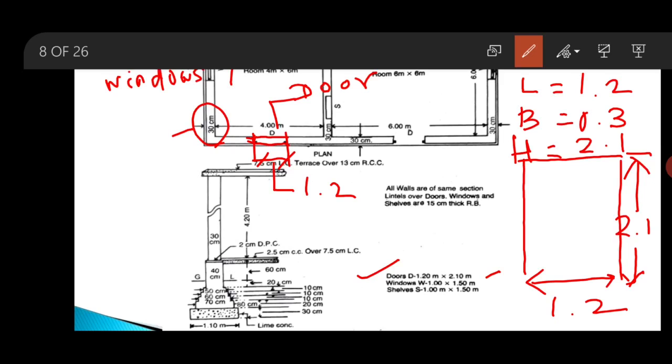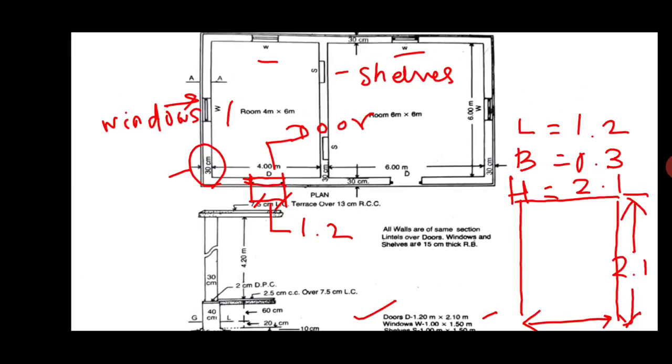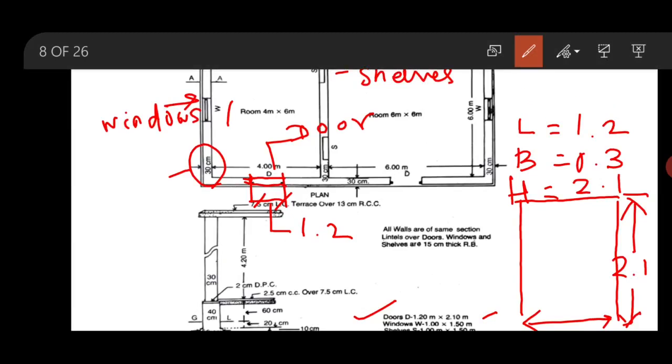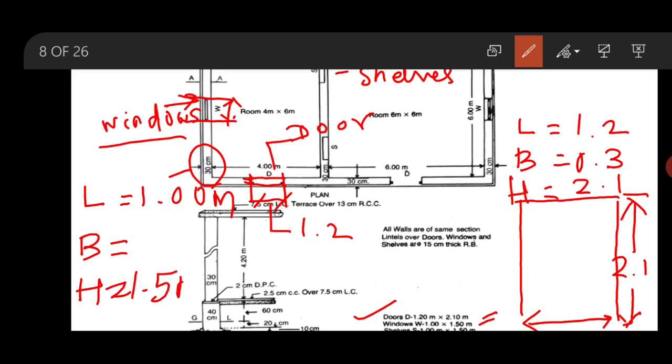Similarly, now we will calculate for the window. This is the length of the opening. For the window, the specification is given as 1 by 1.5. That means the length is 1 meter and the height is 1.5 meter. The breadth is equal to the breadth of the superstructure, so 0.3 meter. So for door and window, the calculation is over.